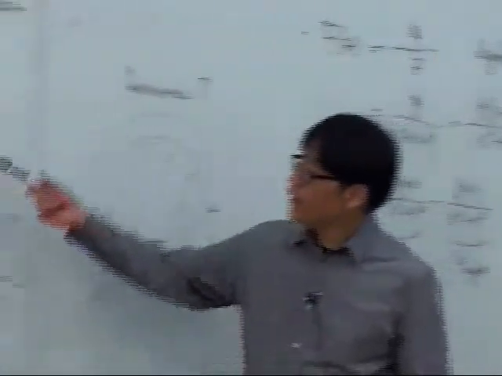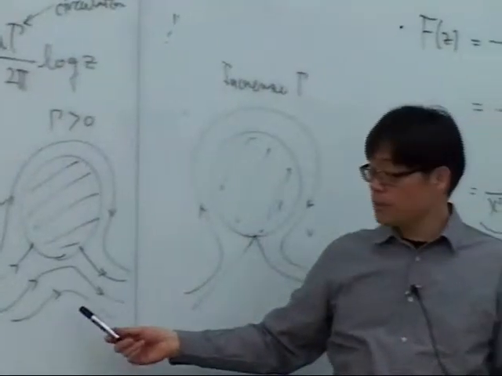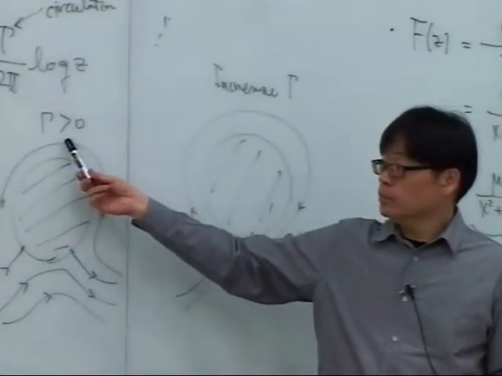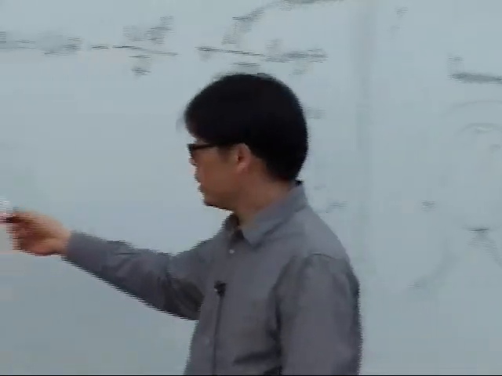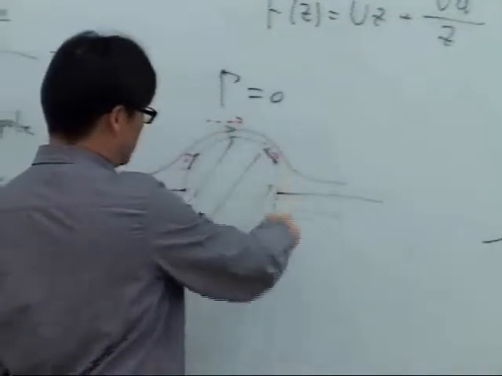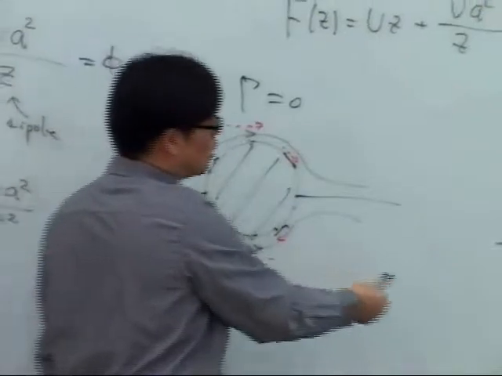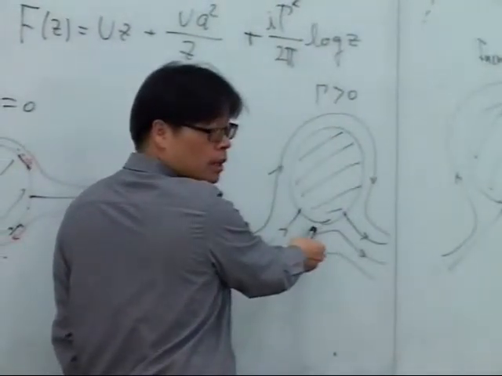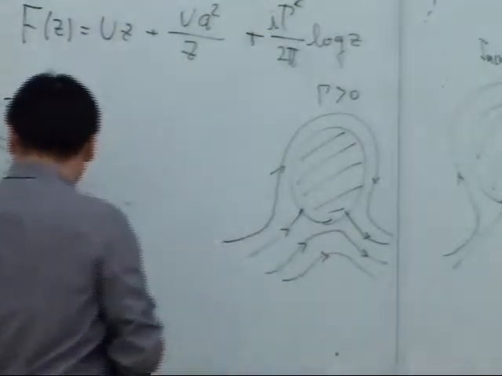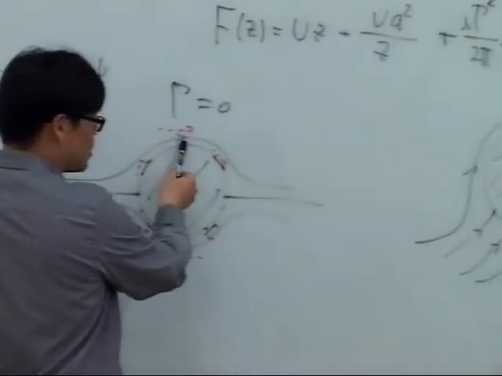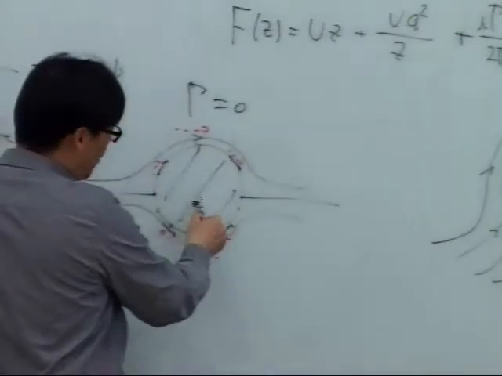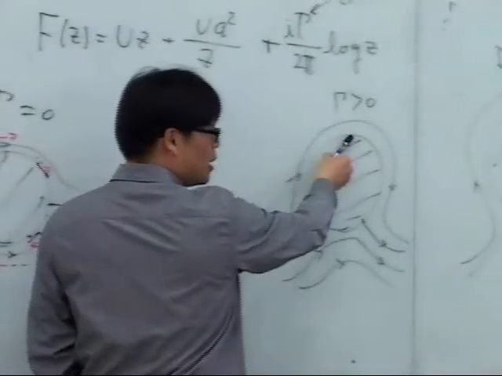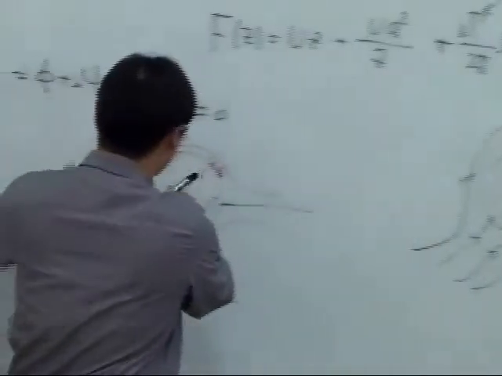So what happens if I add circulation? This is a velocity field, and here my velocity has been increased when I add the vortex. So velocity here is bigger than velocity here. Previously, velocity here is the same as velocity here. Now, when I add the vortex, velocity at the top is greater because they have the same direction.